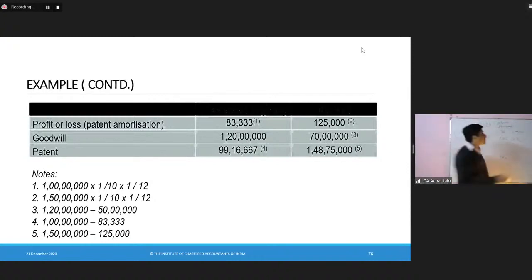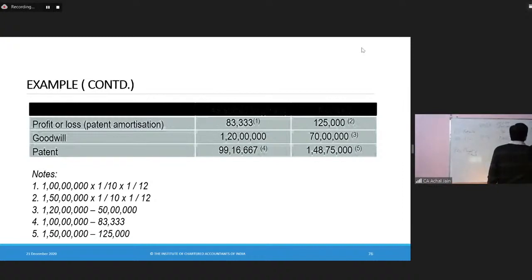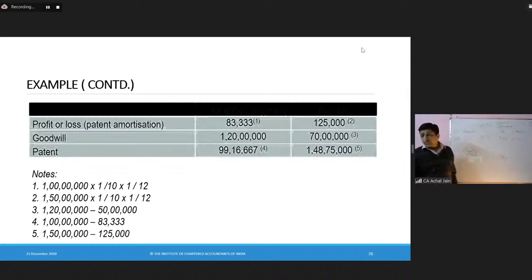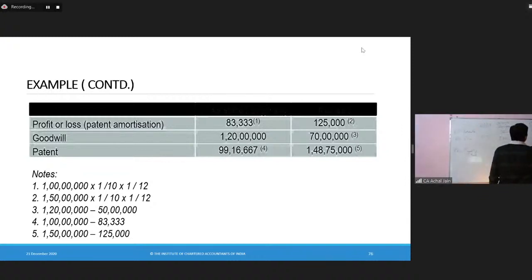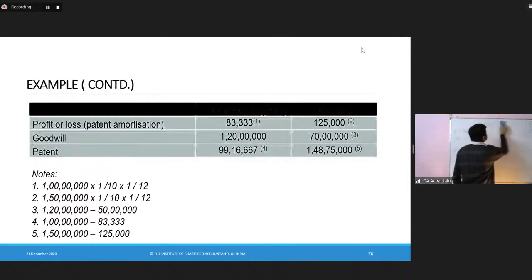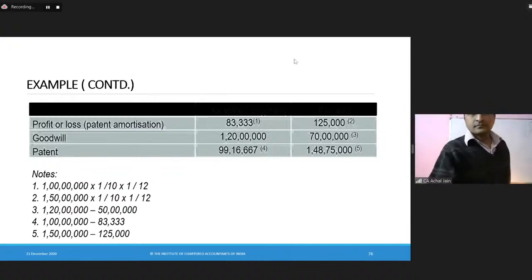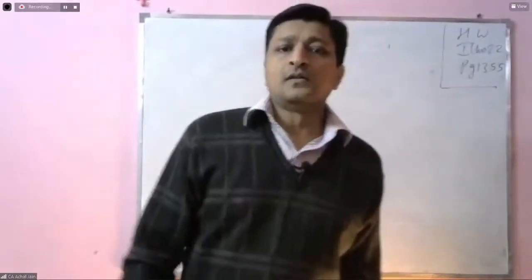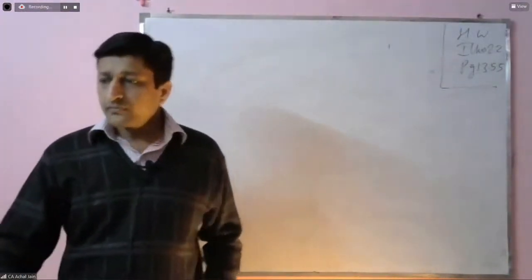So what you should do is mark illustration number 22 as your homework. And I think this is page number 13.55. Small, easy illustration, good for your practice. You can just note this down for your homework.